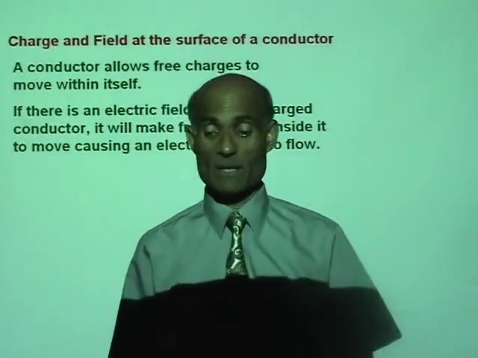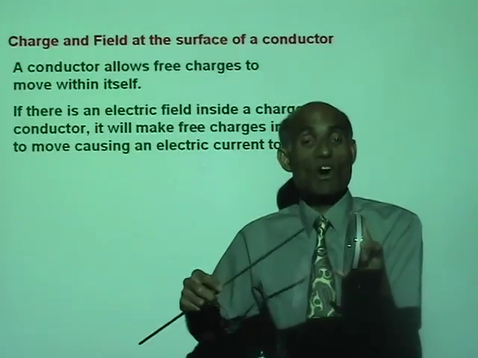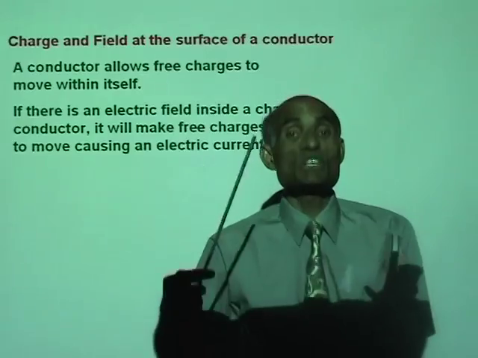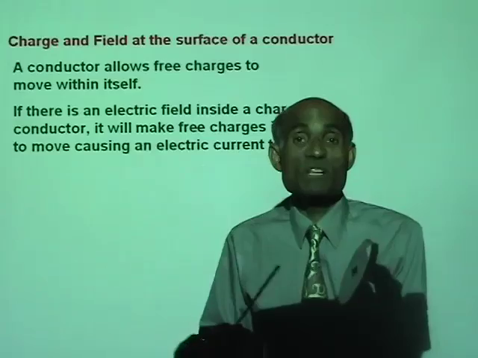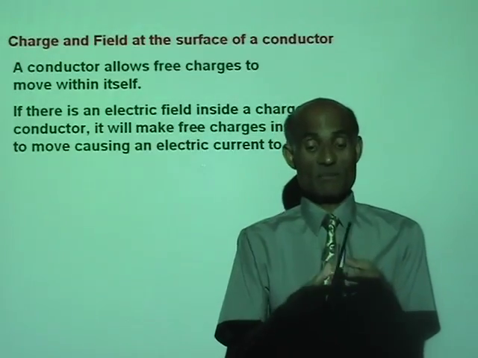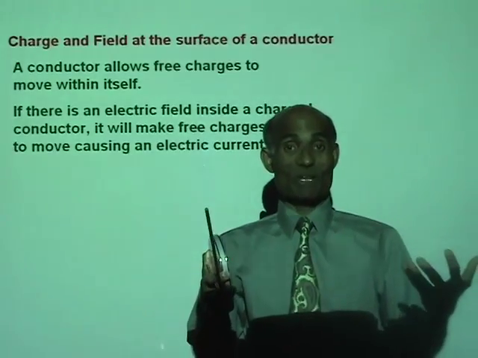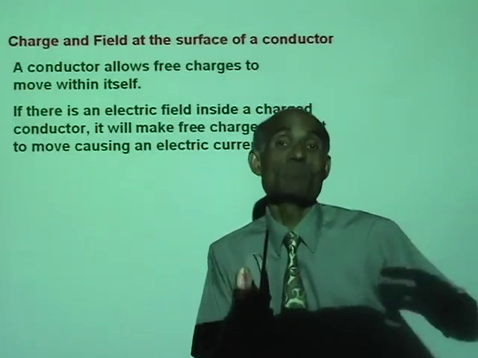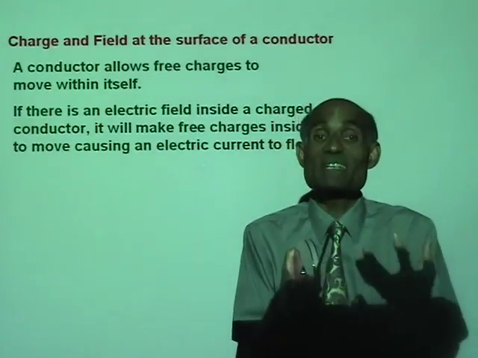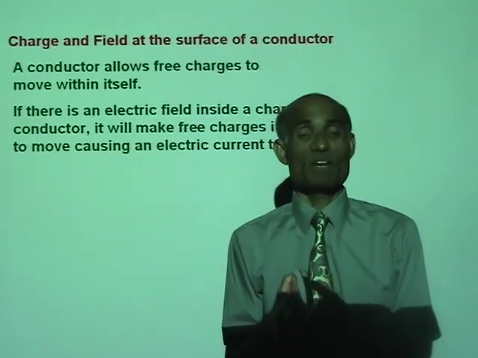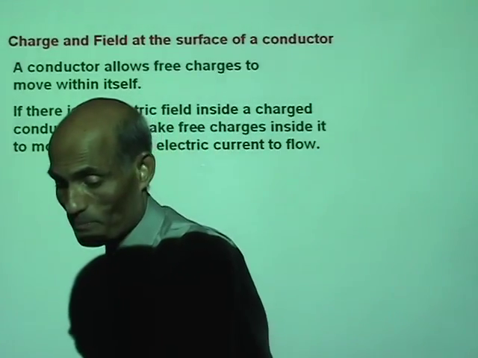Well, what does that mean? It means if I have a charged conductor, you cannot have an electric field inside a charged conductor. Because if there is an electric field inside the charged conductor, the free charges inside will all be moving because of the electric field. That means there will be perpetual motion of electric charges inside, which will set up an electric current. And you know, in reality, it doesn't happen. So what is our conclusion?